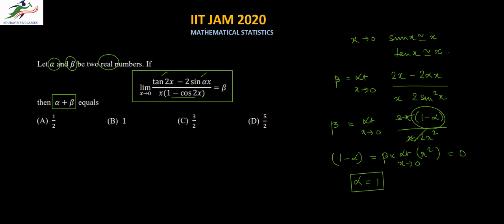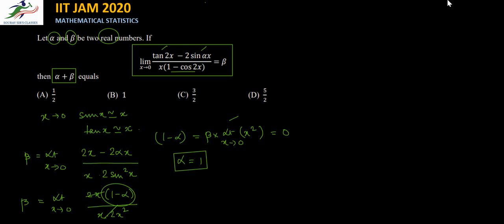Now we have to find the value of beta. So in order to find the value of beta, we have to actually find the limit of the function. Now we notice that the function is of the form 0 by 0. Why? Because tan 2x is 0 at x equal to 0, sine of alpha x is 0 at x equal to 0, and we have x in the denominator, so this makes it in the form 0 by 0. And whenever we have it in this form, we apply L'Hospital's rule. That means we'll have to differentiate the numerator and the denominator.